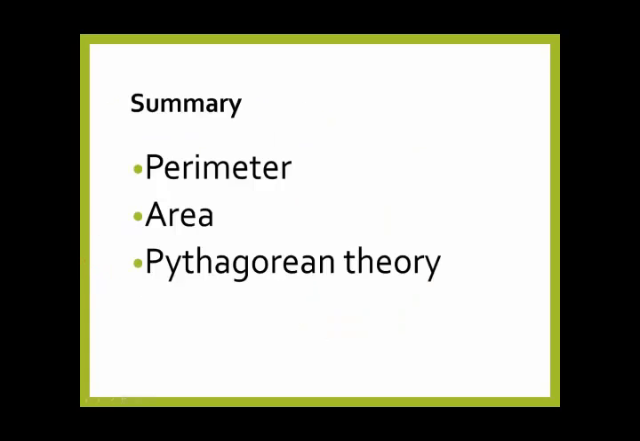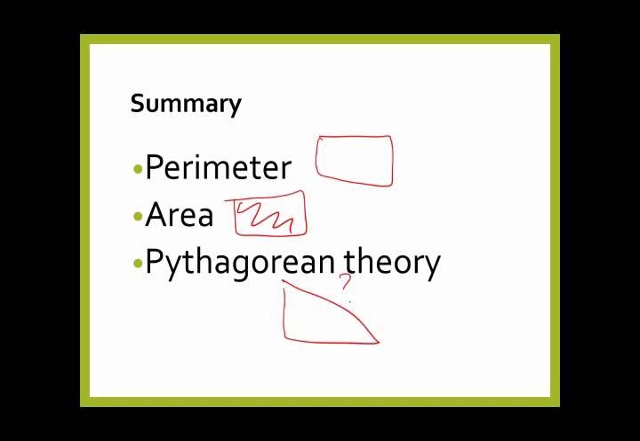So for summary, we know perimeter and area. Perimeter is the distance around something. Area is what's on the inside. The Pythagorean theorem helps us find the missing side length.